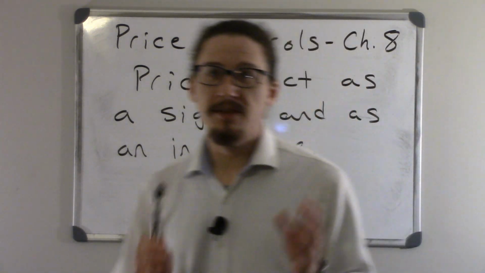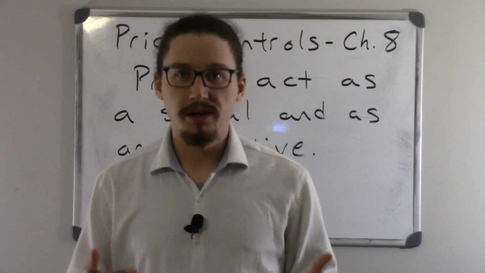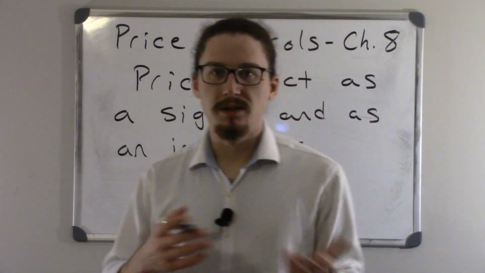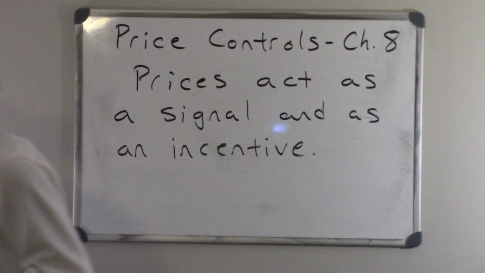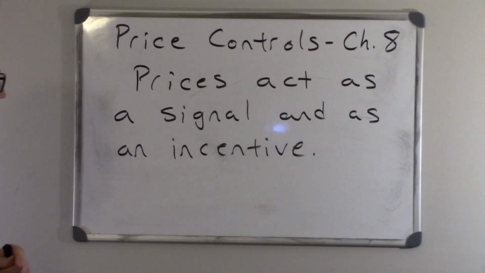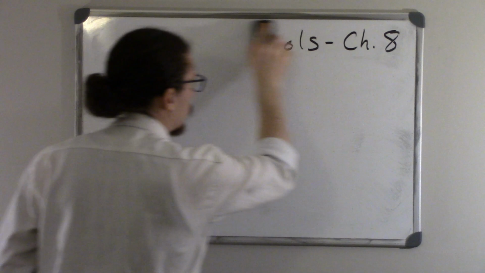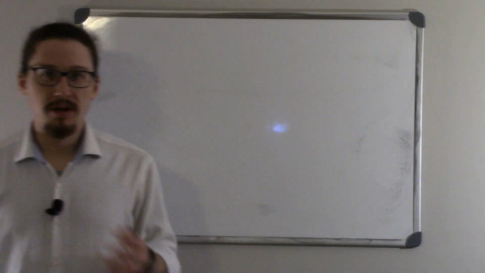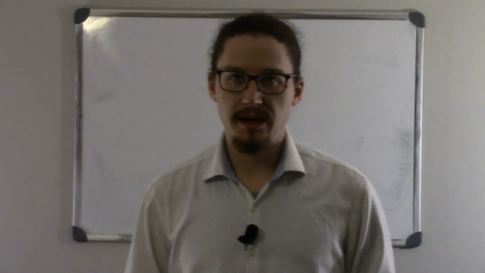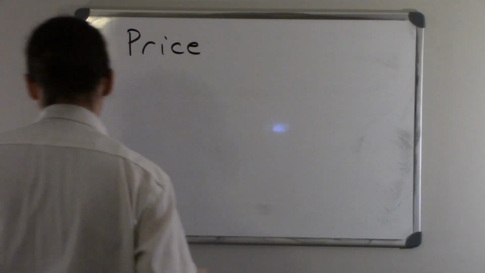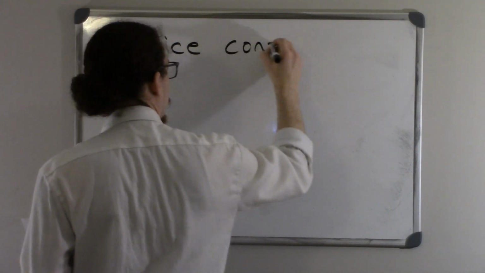They only act this way if the market is free, if prices are allowed to change as the market demands. So again, prices act as signals and incentives, and because of that, they play a very large role in efficiently allocating resources. What we're going to be talking about with these price controls is that these prevent the market from operating efficiently.